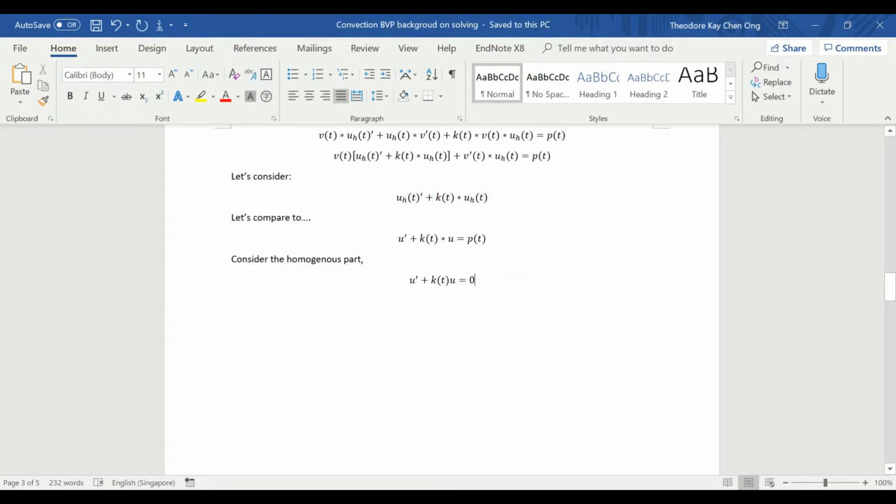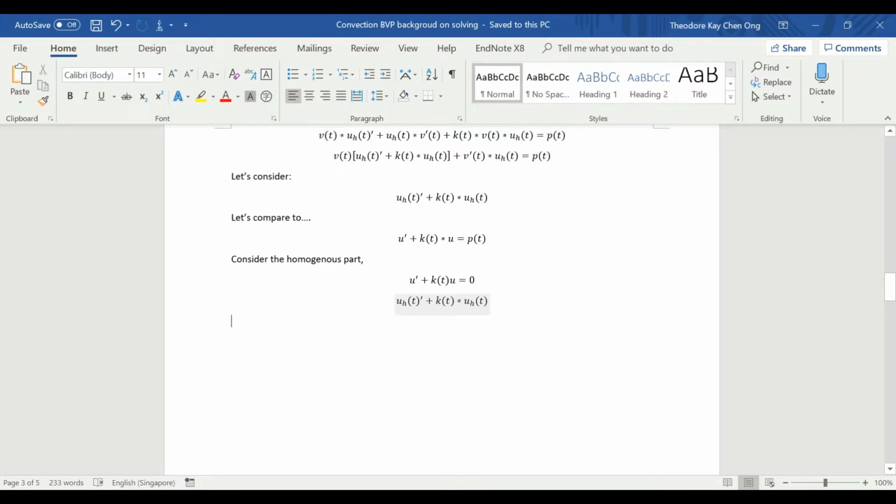So I'm just going to copy them and put them side by side. Or rather, let's put it on the top and bottom. Can we see that it's exactly the same? u prime plus kt u. This is the homogeneous part, and that's equal to 0.